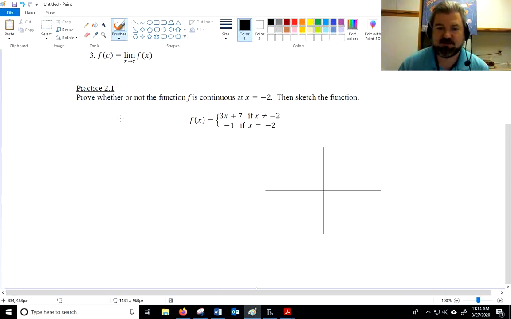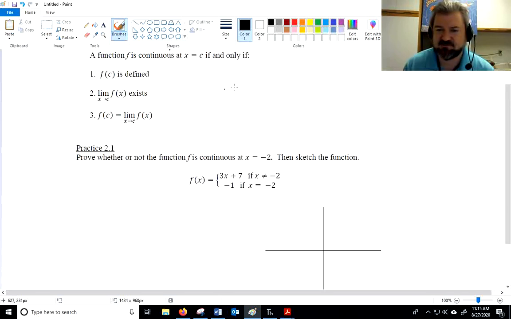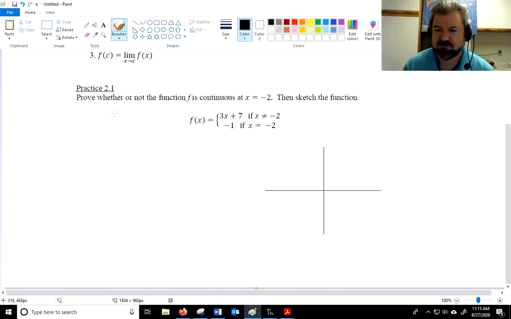All right, I'm going to try and prove whether or not the function is continuous at x equals -2. So let's start with number one. That's the first one I would do. So is the function defined at -2? Well, the function is piecewise, but it says that when x equals -2, it's -1. So it's quite explicitly defined. The value when x equals -2 is defined to be -1. So check for the first thing.